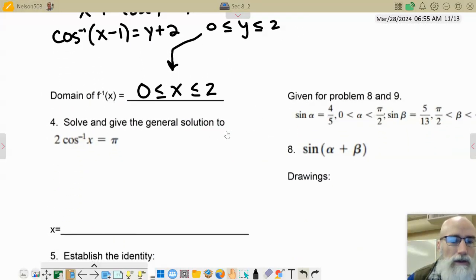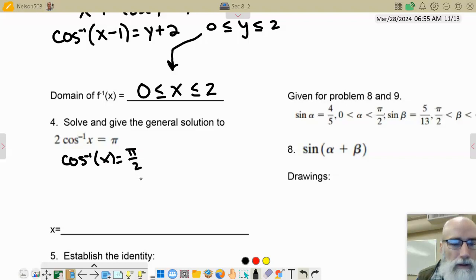Solve and give the general solution. Okay. So when we solve this, if we divide by 2, we get the inverse cosine of x equals pi halves. Okay. So what is this saying? It's saying what angle has a cosine that's equal to x?